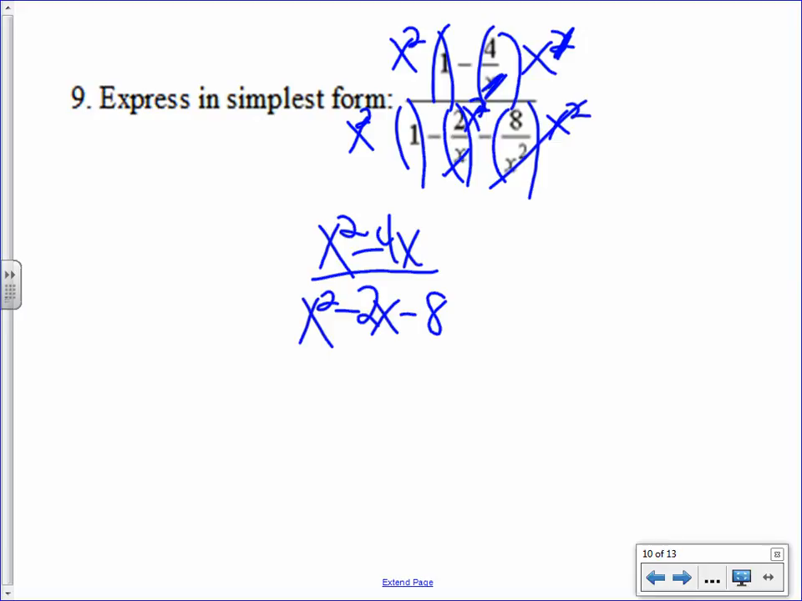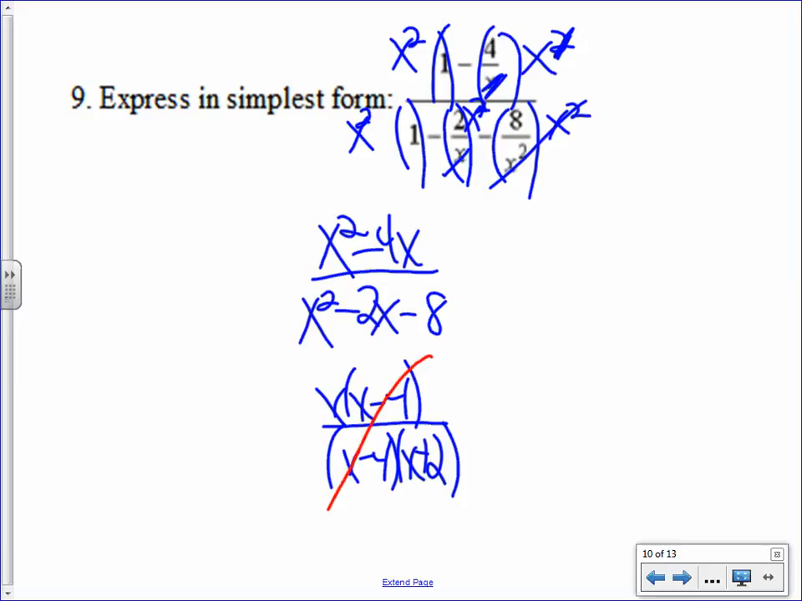To reduce the fraction now, I have to factor. GCF on top. Trinomial on bottom. Cancel common factors. I'm left with x on top. I'm left with x plus 2 on top. I can't reduce further. I can't cancel the x's because the one on the bottom is married.